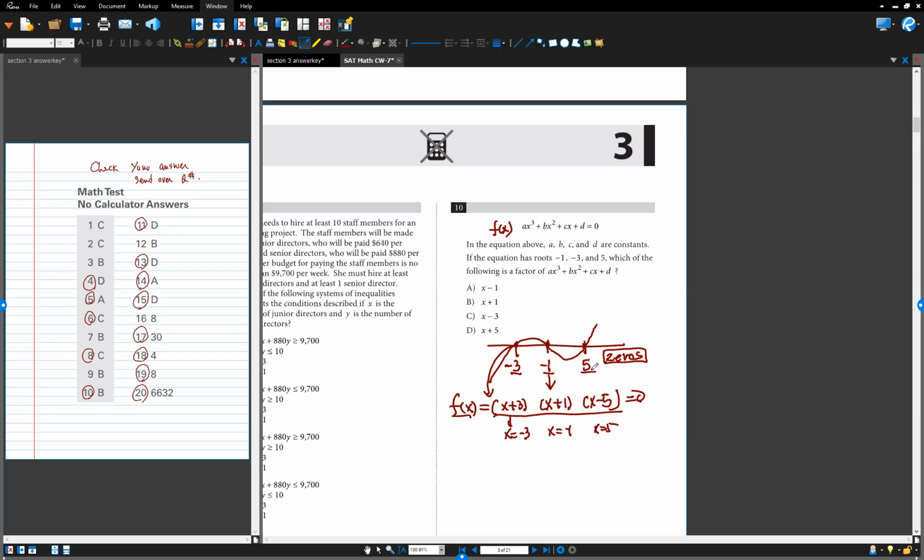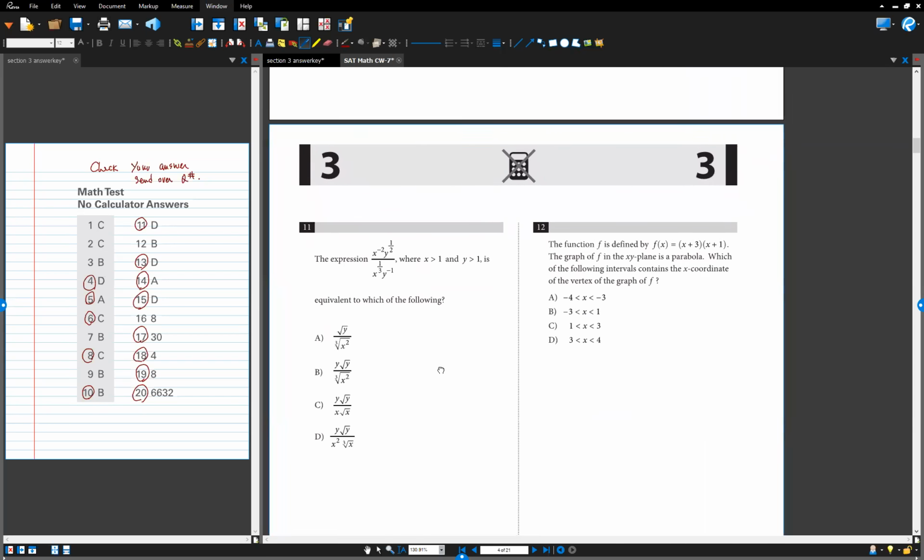Zeros. Okay, so this function of x must have factors of these, right? They are all products, nothing else. There's no number plus, no number minus. All right, x minus 1 they don't have, x plus 1 they have over here. Or x plus 3 or x minus 5. Okay, so x plus 1 is a factor of this polynomial. That is number 10.